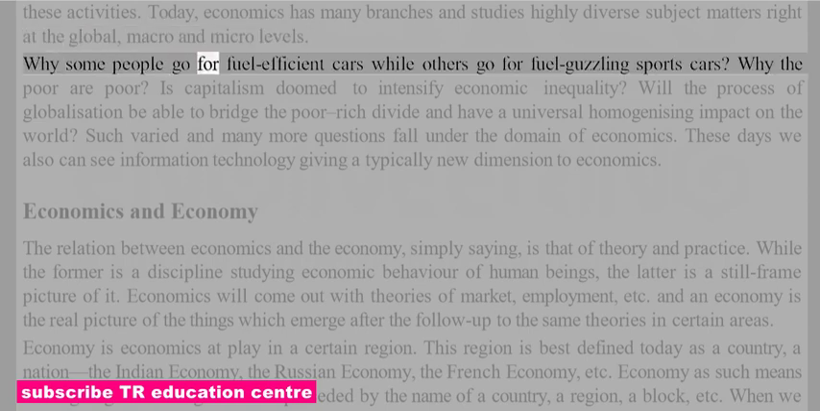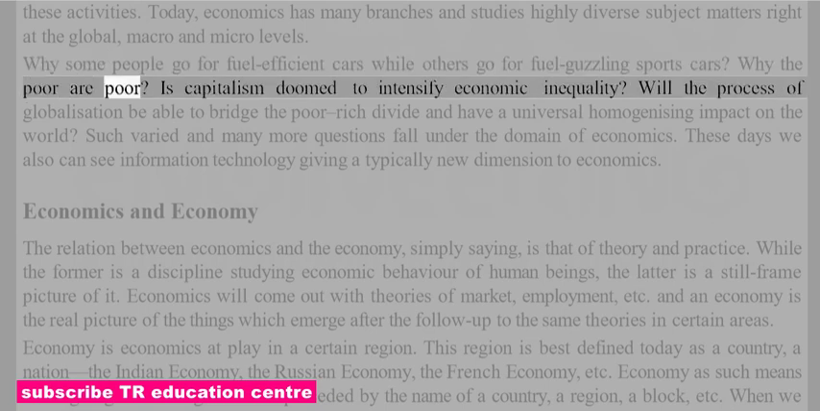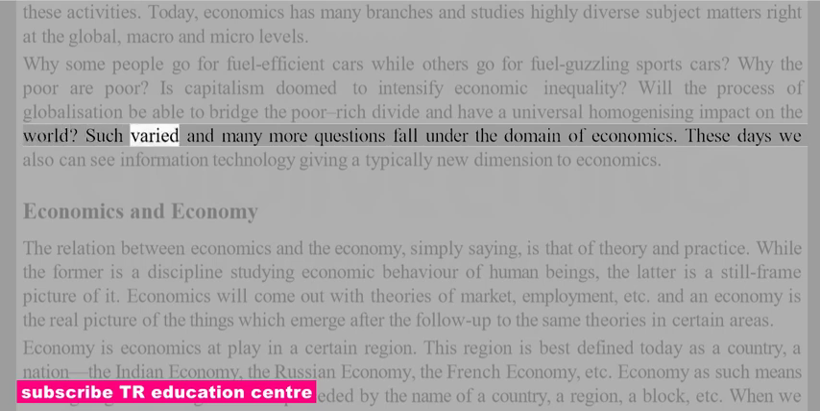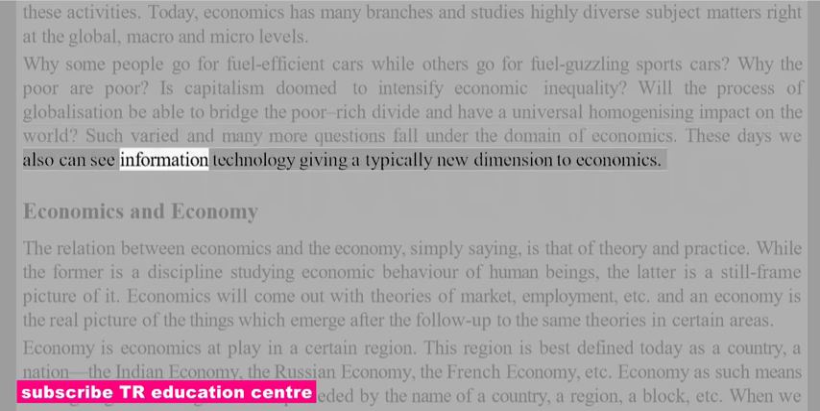Why do some people go for fuel-efficient cars while others go for fuel-guzzling sports cars? Why are the poor poor? Is capitalism doomed to intensify economic inequality? Will the process of globalization be able to bridge the poor-rich divide and have a universal homogenizing impact on the world? Such varied and many more questions fall under the domain of economics. These days we can also see information technology giving a typically new dimension to economics.